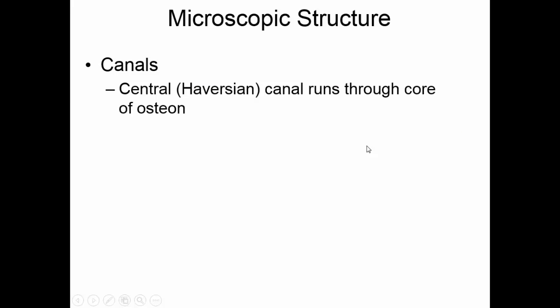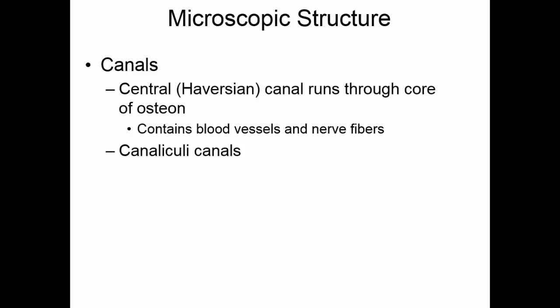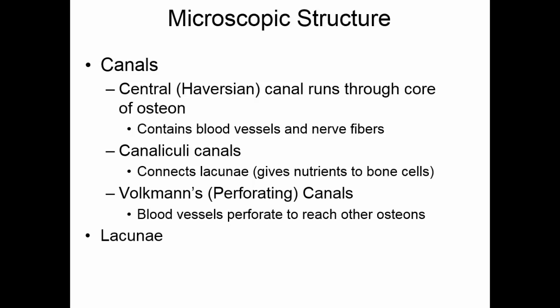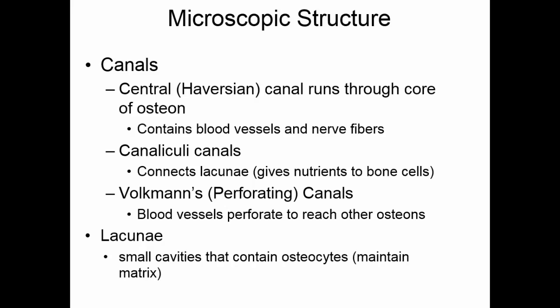There are several canals in the bone. The central or Haversian canal runs through the core of the osteon and contains the blood vessels and nerve fibers. The canaliculi are little canals that connect the lacuna. This allows nutrients to get to the bone cells and waste products to go away from the bone cells. Volkmann's or perforating canals are blood vessels that perforate to reach different osteons. And the lacuna are the little hollow spaces in the bone that contain the osteocytes. The osteocytes, remember, maintain the matrix.